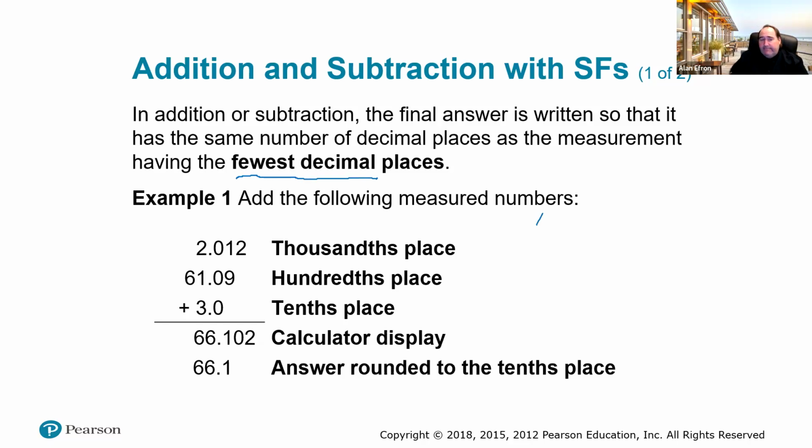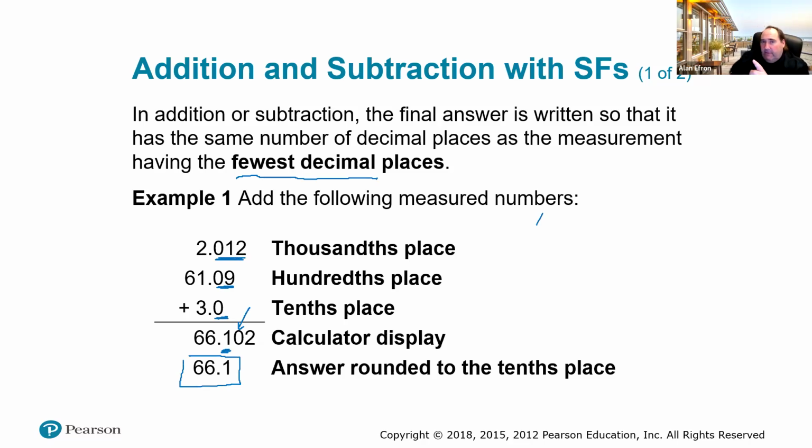So when we look at it, we're adding these numbers. That is 3 decimal places, not significant figures. That is 2 decimal places, not significant figures. That is 1 decimal place, not significant figures. So our answer should go to 1 decimal place, which means we'll look at the 0 here when we round, and we should end up at 66.1.